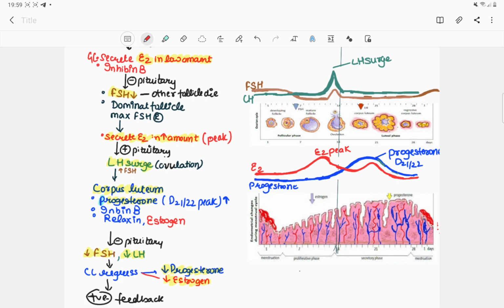So in short, we have to remember the estrogen peak leads to the LH surge, the LH surge leads to ovulation, after ovulation the corpus luteum leads to the progesterone peak on day 21 or 22 of the cycle, and after this negative feedback will take place, and FSH, LH along with estrogen and progesterone will decrease.